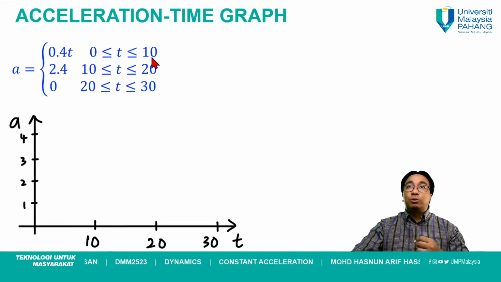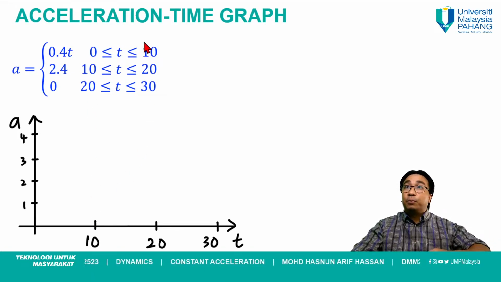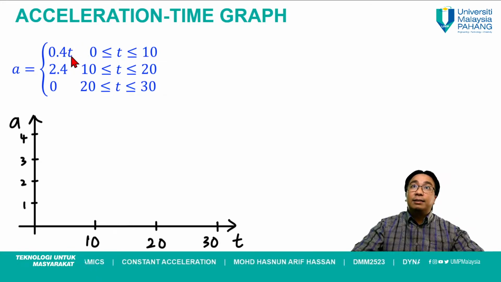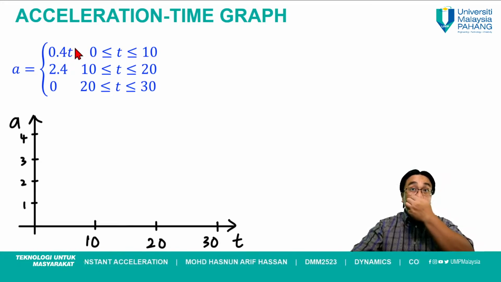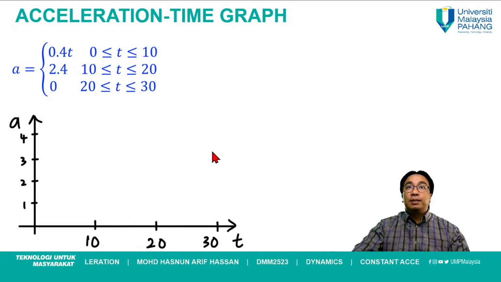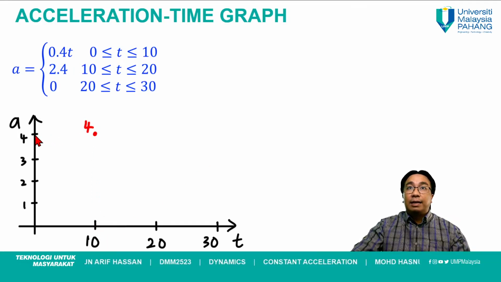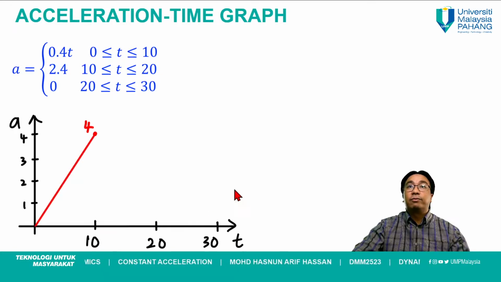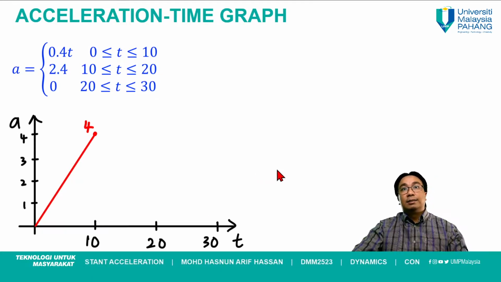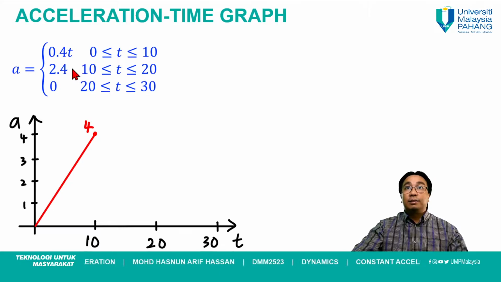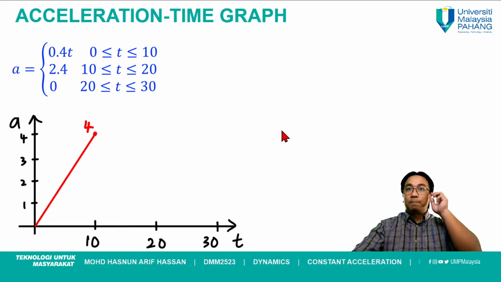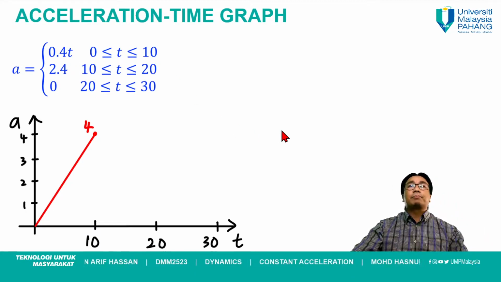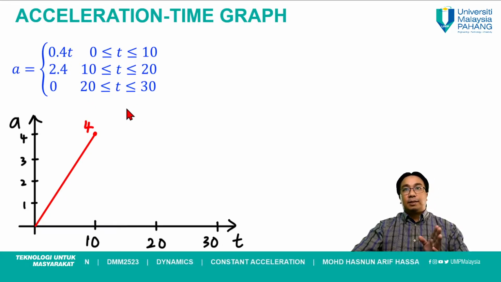When t equals to 10, what will be the value? So you key in the value 10 in t here in the equation. So you will get 4. So basically, at t equals to 10, the acceleration a equals to 4. At t equals to 0, the acceleration is also 0. So you will have a straight line, linear graph like this. This is for the first phase. Fasa yang pertama. Okay, selesai, settle.